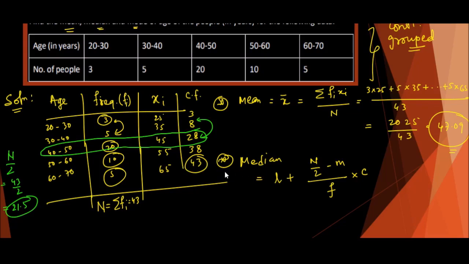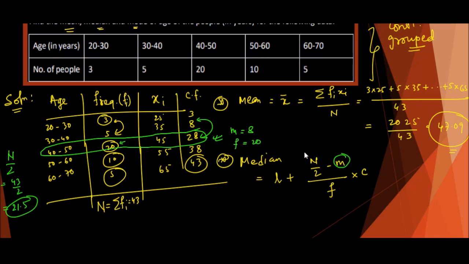Now see here in this median class, this is the corresponding frequency, 20. Okay, and what is your m value? The m value is nothing but the cumulative frequency in the previous class. That means you have this one as the median class, and you consider just the previous class, and its cumulative frequency is going to be this m value. So m value in this case is going to be 8, and f value is going to be 20.